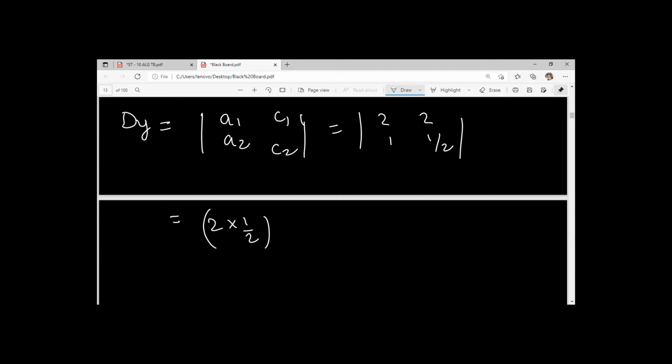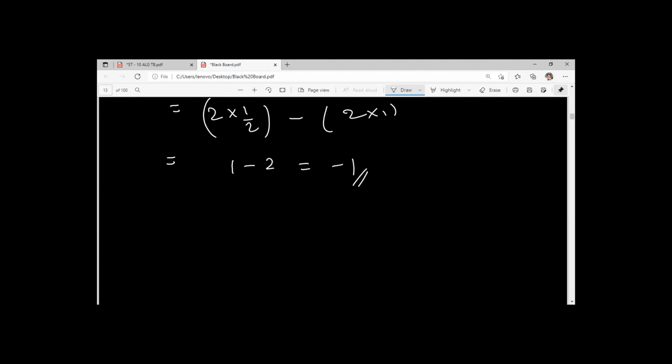Okay, ये हो गया 2 into 1 by 2 minus 2 into 1, बराबर ना, या कुछ गलत हो रहा है? माइनस 2 into 1, हाँ बराबर है. तो ये हो जाएगा 2 minus 2. ऐसा एक मिनट. ये तो होएगा ना 1 minus 2 होएगा. So sorry, 1 minus 2 which is equal to minus 1. This is your dy. Now you just need to use Cramer's rule.